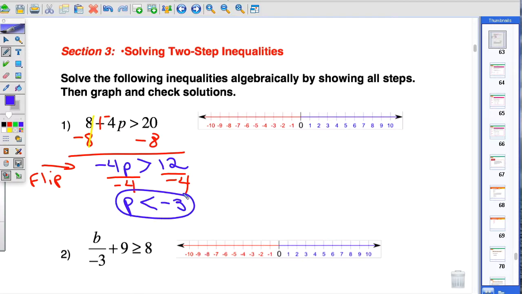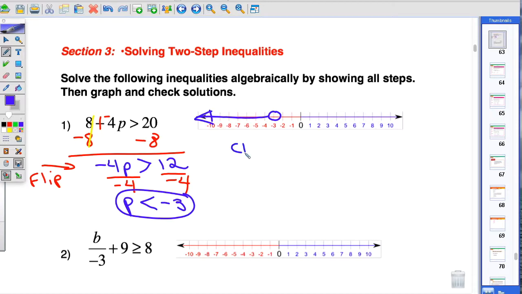On your number line at negative 3, you're going to do an open circle. The inequality symbol is pointing to the left, so we're going to graph to the left. All our possible solutions are anything to the left of negative 3, which would be negative 4, negative 5, negative 6, and so on.